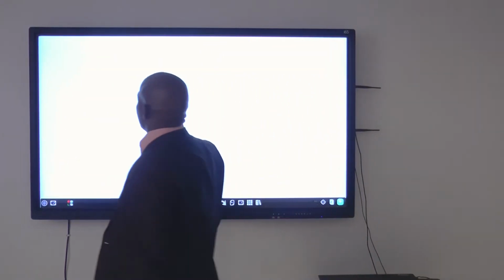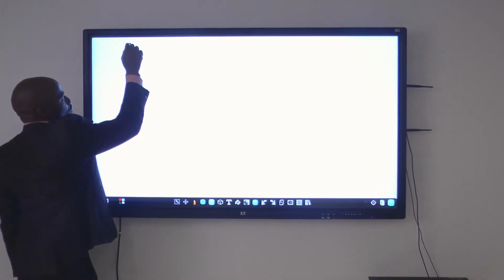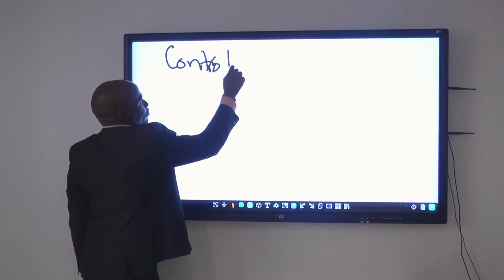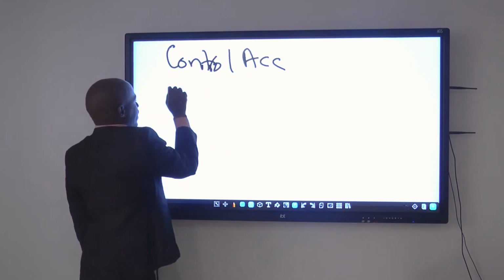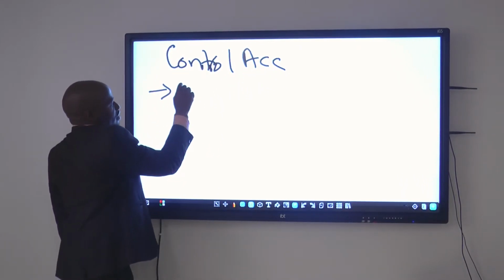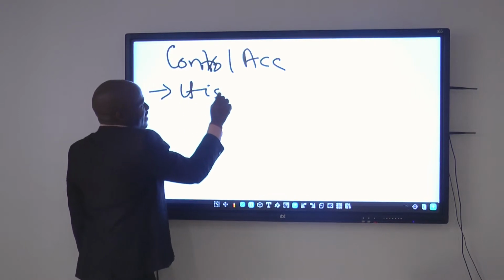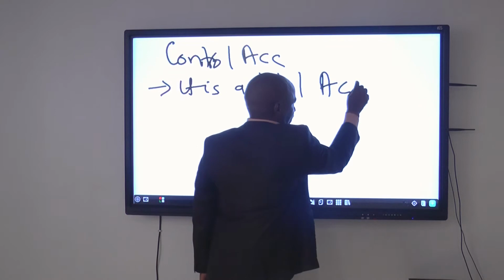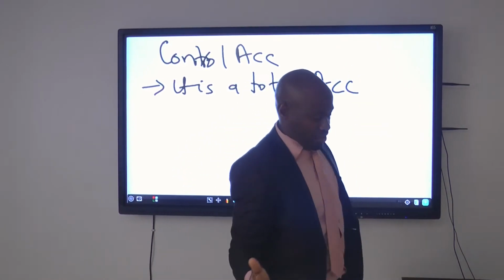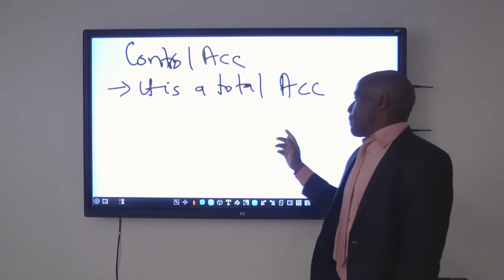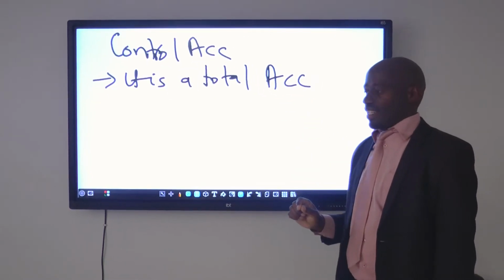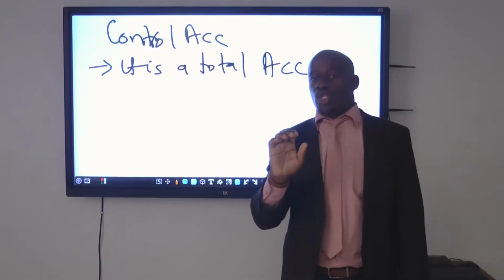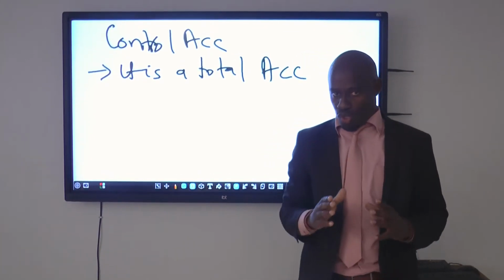Now, what is a control account? A control account is a total account. Now, what do we mean by that? It summarizes the individual ledgers that it seeks to control.